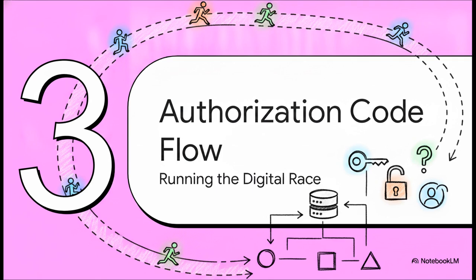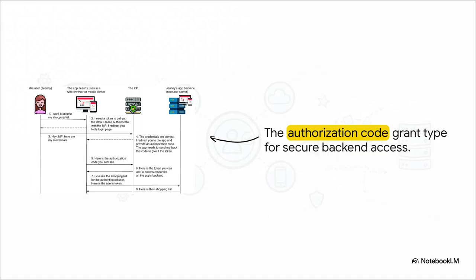In OAuth 2, the sequence of steps that allows a client app to access backend data is called a grant type. We are going to look at the most common and, frankly, the most secure grant type used for web applications today, the authorization code grant type. Imagine Jenny trying to access her private shopping list on the ACME app. She clicks View My List.